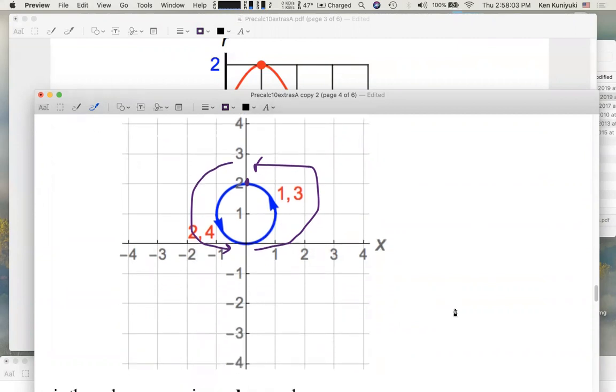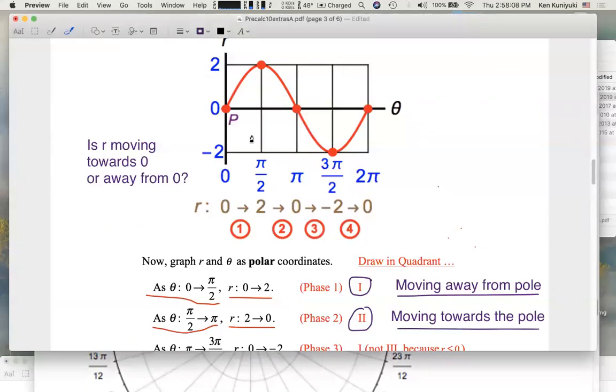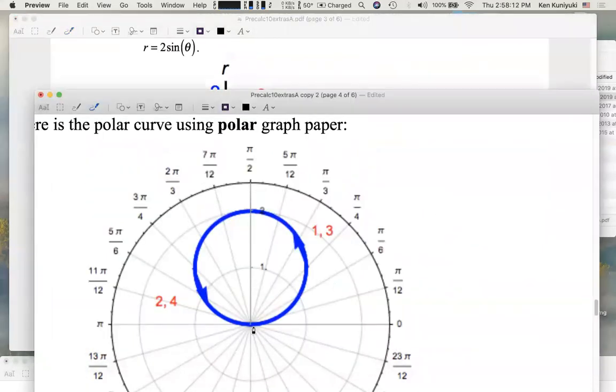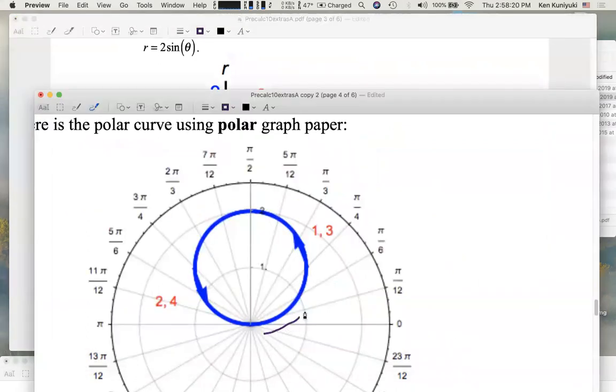In polar graph paper, again, we start at the pole when theta equals 0, R equals 0. Again, as theta increases from 0 to pi over 2, R increases from 0 to 2. So we're moving away from the pole. The distance from the pole is increasing.